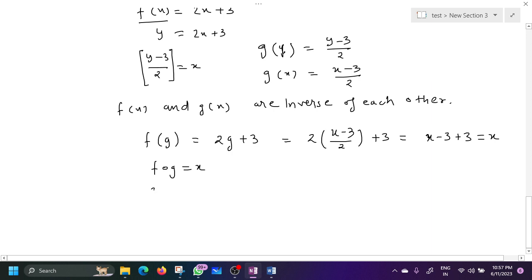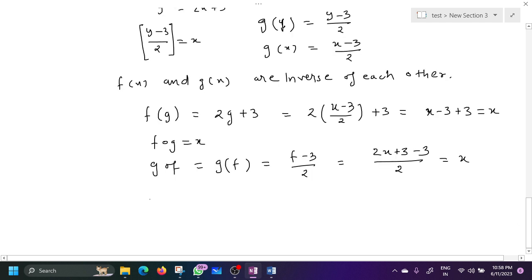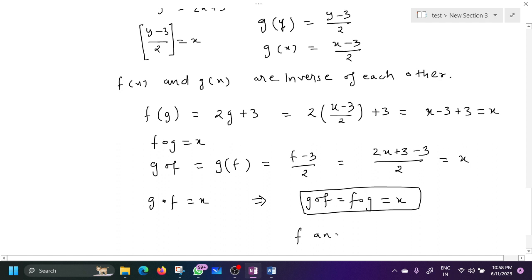And let's check gof. So gof is f inside g(x), which is equal to (f minus 3) over 2. So f is what? f is 2x plus 3. So put (2x plus 3 minus 3) over 2, which will give you 2x over 2, which is x finally. So here also you will get gof is equal to x. So the condition for invertibility is satisfied, that is gof is equal to fog is equal to x. So here in this case, f and g are inverse of each other.